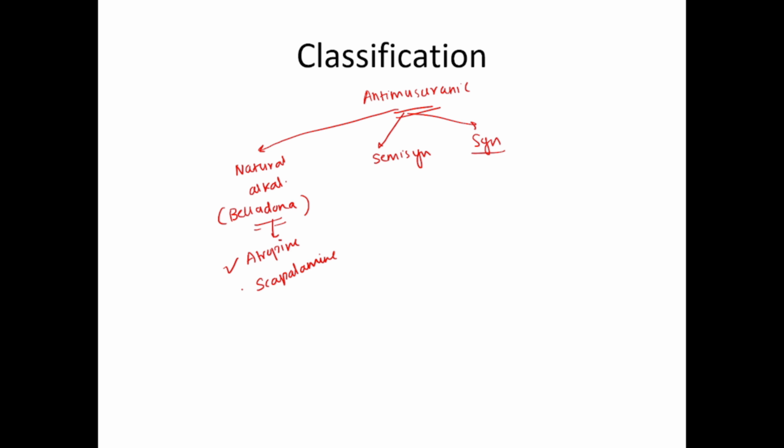These are the drugs which are going to come under the natural alkaloids. Then you are going to have the semi-synthetic ones. See, these are naturally acquired, right? Like from the banana plant.